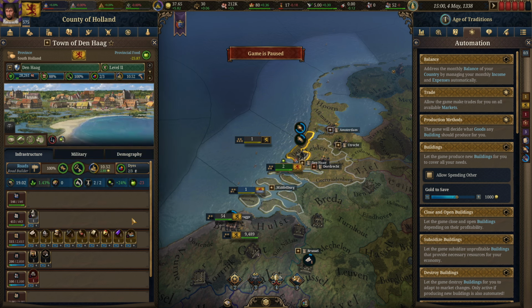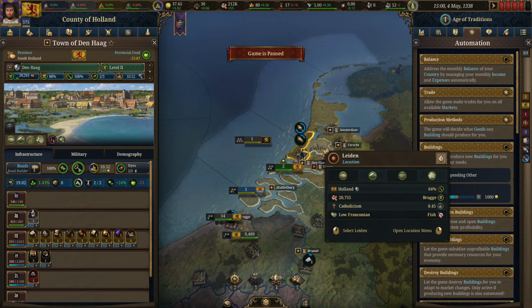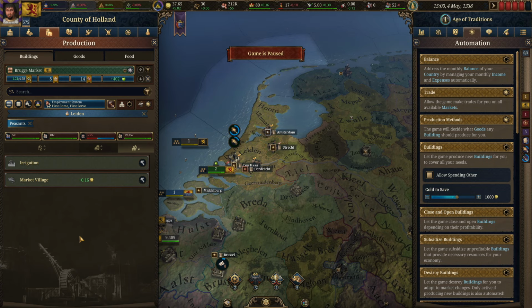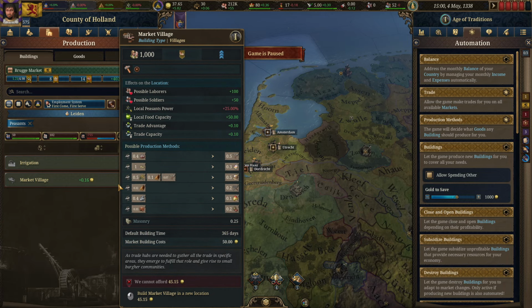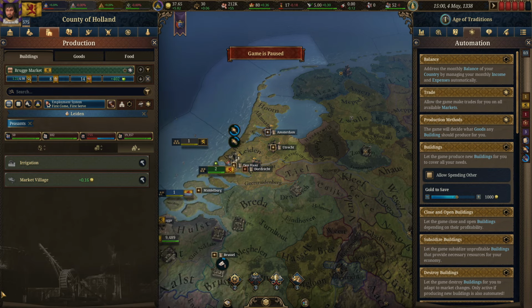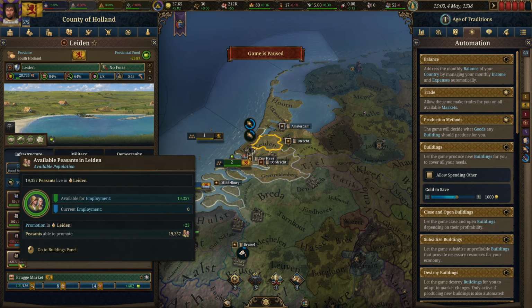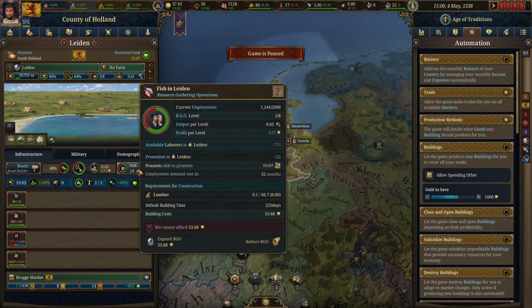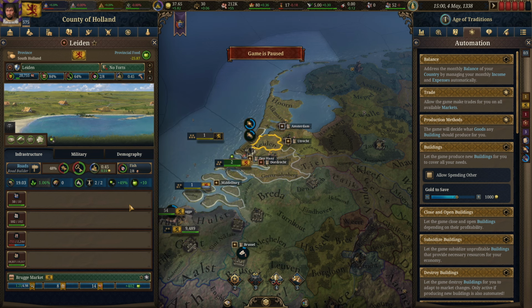Next thing that I want to talk about: workforce. All of the things that you build in your countries require workforce to run. The low quality buildings, so to speak, the stuff where the peasants work, often need a very high amount of workers. The market village takes 1,000 people to operate. So here in Leiden, 20,000 people sounds like a lot, but as a matter of fact, it's just 20 levels of basic commodities. Also, take into account that all of the regional gathering operations take 1,000 workers per level each, too.